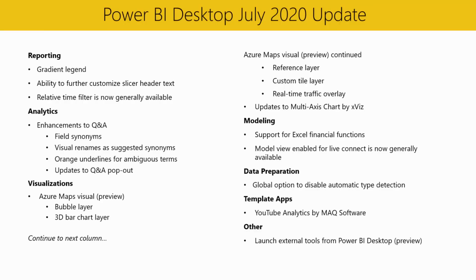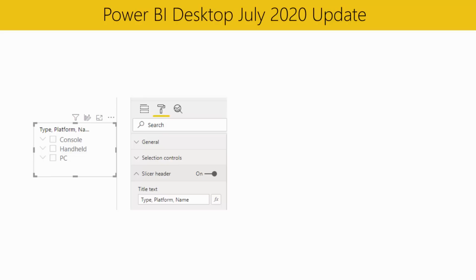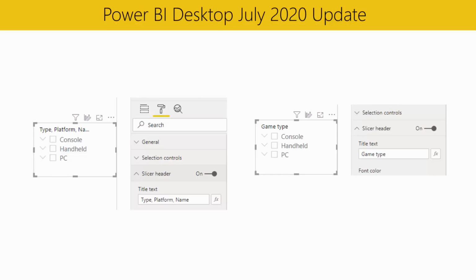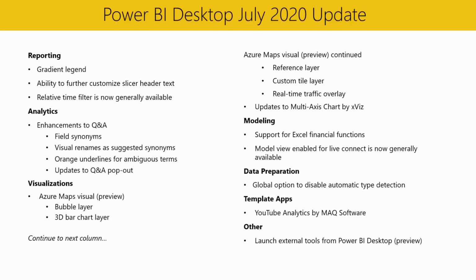Next, we're expanding the slicer's formatting options by bringing you the ability to further customize their header text. Last month, we made the hierarchical slicer generally available, which included improvements to slicers in general. We're adding to that this month with a new capability, which you can find under the slicer header card in the formatting pane. By default, the title of the slicer is based on the field inputs, but you can now input your own title, a useful feature if you have several fields in your slicer and you want a shorter, custom header text.